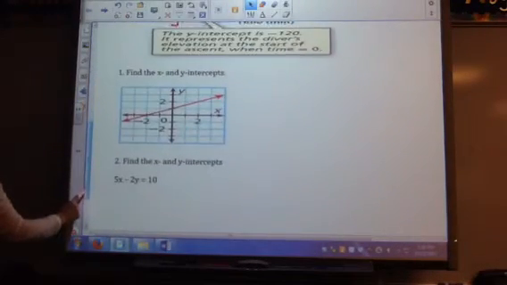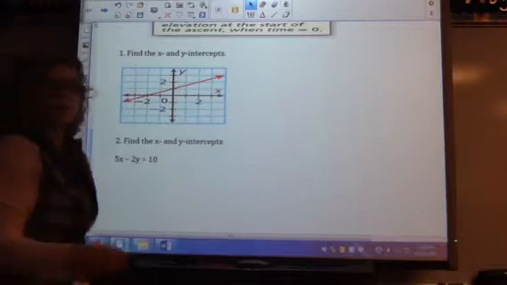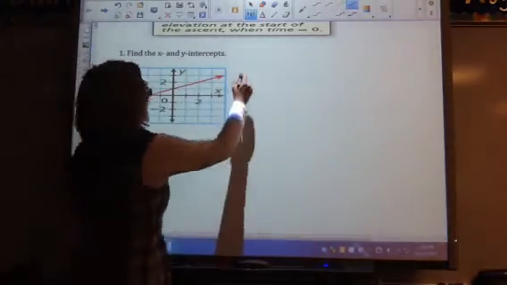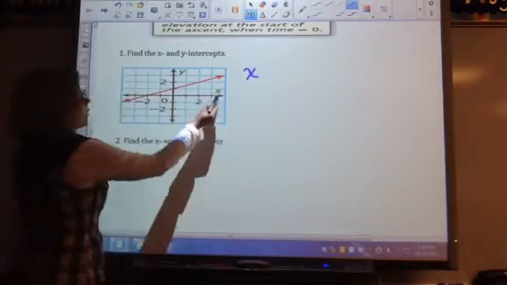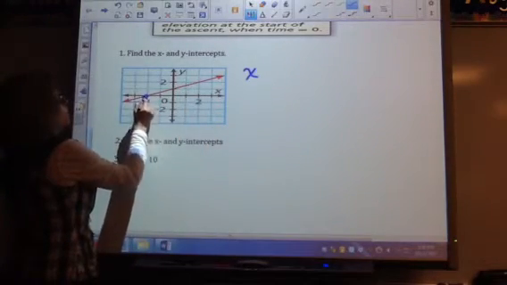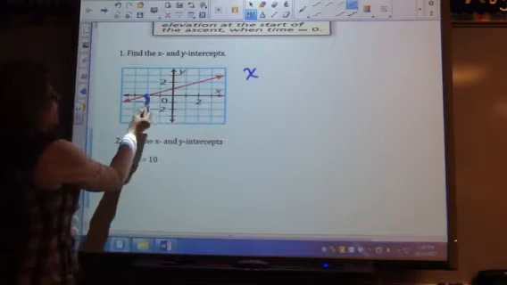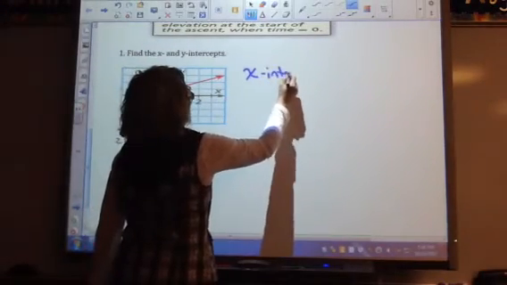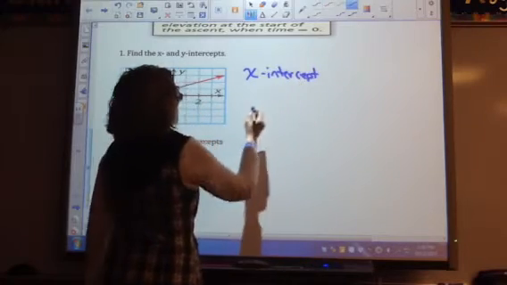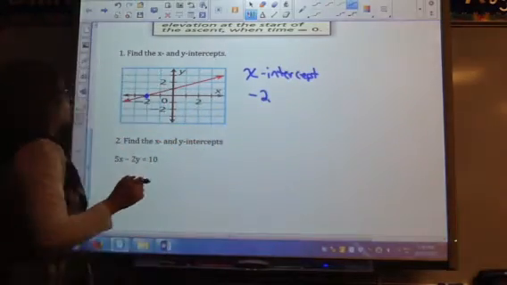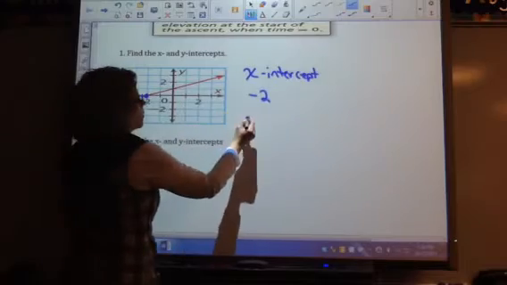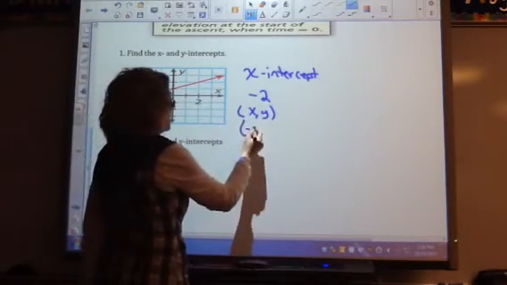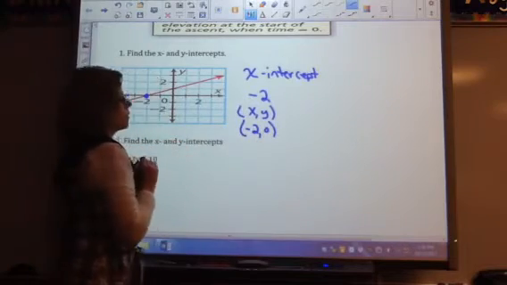Okay, so what we're going to do is find the x and y intercepts by looking at a graph here. Okay, so let's start with the x. Here's your x-axis. It intercepts right here. So where does it intercept the x-axis? At -2. So what ordered pair is this? Remember when you list an ordered pair, you have your x-coordinate and then your y. Well, x is -2, y is 0.